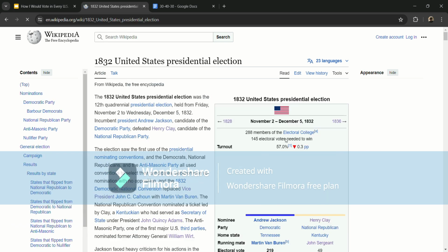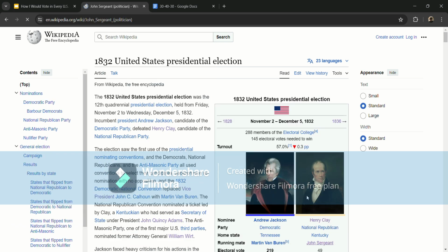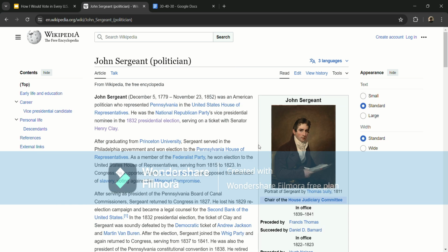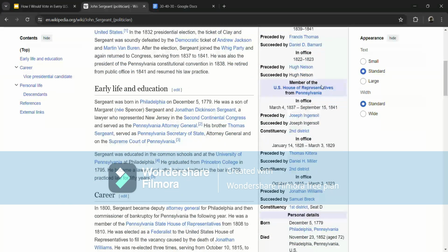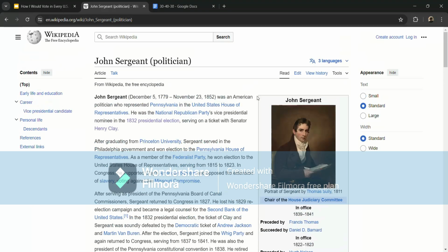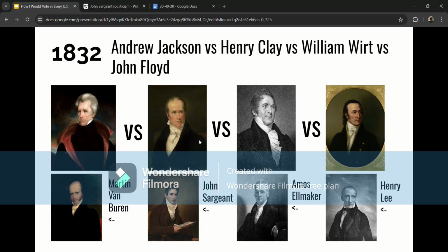Let's go ahead and take a look at him real quick. Yeah, so John Sargent, House member from Pennsylvania, good ticket balancing there. An okay amount of experience in the House of Representatives for a little while, a couple of terms here and there. Not the best, but nothing too bad, especially when compared to, you know, the powerhouse that is Henry Clay.